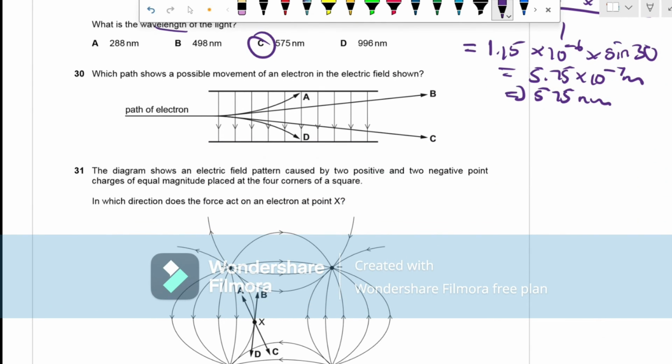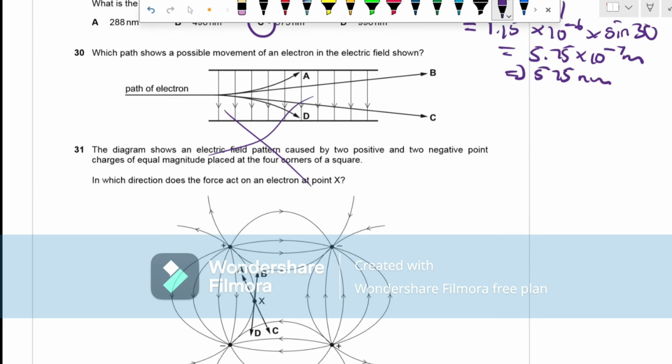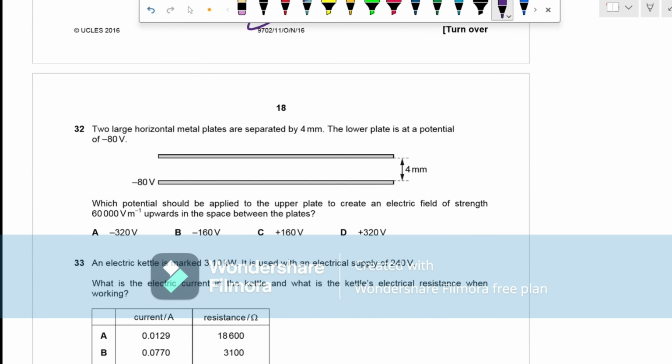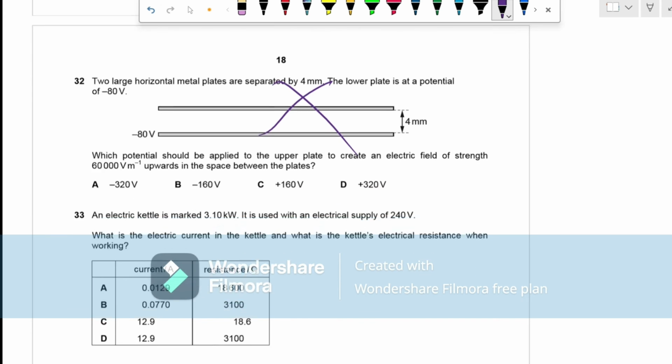Question 30, this is electric fields, we no longer do them. 31, electric fields, we no longer do them. They're out of the syllabus. Question 32, also electric fields, outside of the syllabus.